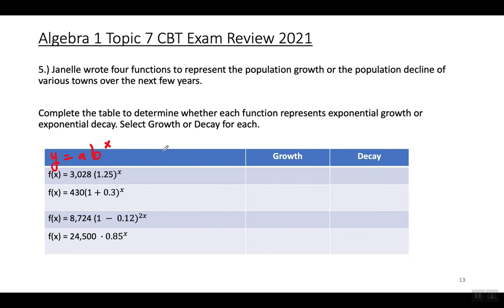All right, so the first one, be a robot. Is that greater than 1? Yes or no? Hopefully you said yes. That's exponential growth. The second one right here is b. When I add 1 plus 0.3, am I going to have a number bigger than 1? Yes. The third one, when I subtract 1 minus 0.12, am I going to be left with a number less than 1? Yes, I am. And the last one, is that number less than 1? Yes, it is. That is baby stuff.